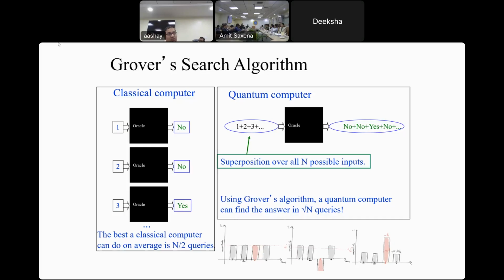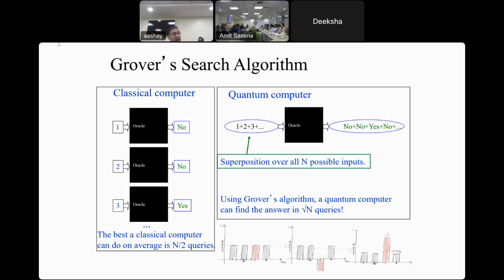The Grover has 2 steps. One is the oracle call, and the other is the amplitude amplification. The amplitude amplification is of the order of root n. Root n times you have to operate the amplitude amplification. Still you have a quadratic speed up, with n or n by 2 corresponding to root n.